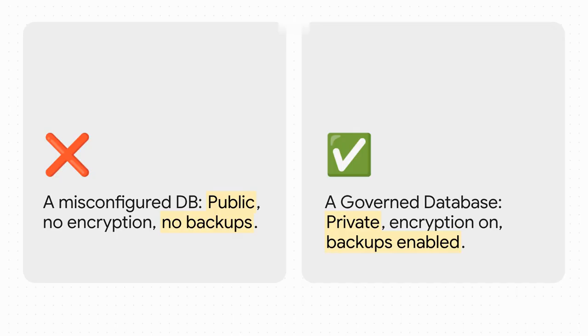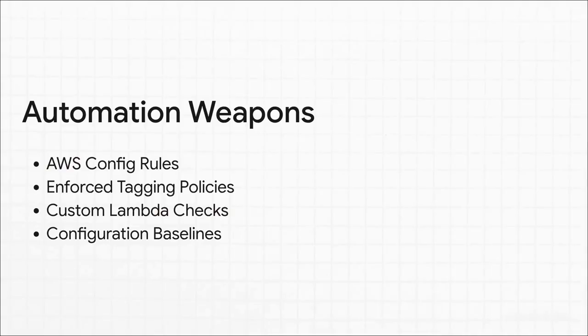But on the right, in a governed world, these critical security features are enforced by default. It's not a suggestion, it becomes the law of your land. So how do we actually make these rules stick automatically? Well, AWS gives you a whole arsenal of weapons. You can use AWS Config to automatically check things like, is encryption enabled? You can enforce tagging policies so that every single database has an owner and a cost center. For those really specific business rules, you can even write your own custom Lambda checks. And all of these tools work together because they're all built on the foundation of a configuration baseline.